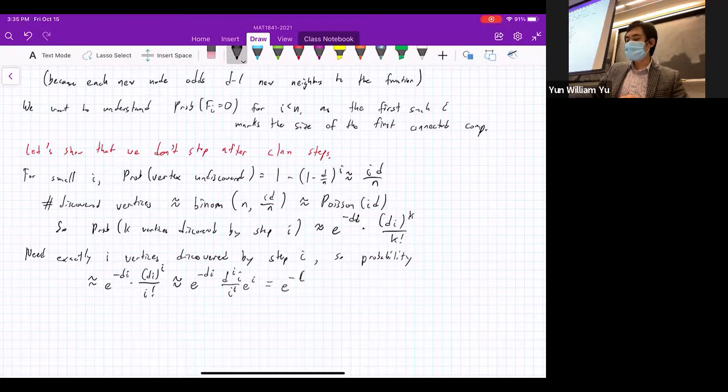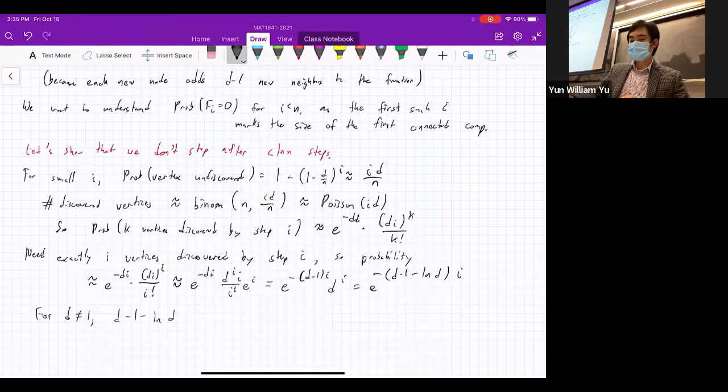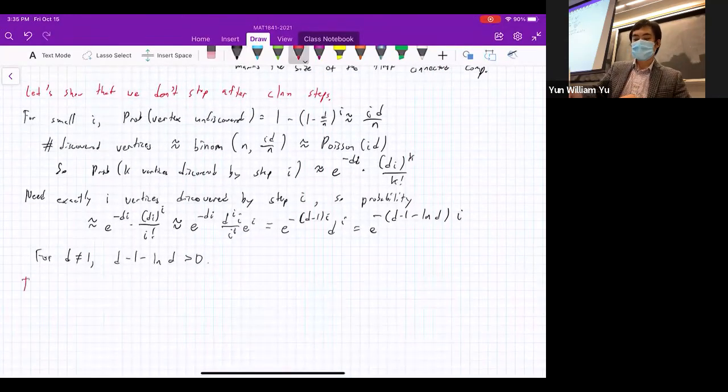This is e to the minus (d minus 1) i times d to the i, which is equal to e to the minus (d minus 1 minus log d) i. So for d not equal to 1, d minus 1 minus ln d is greater than 0, and this is just by calculus. Thus the probability drops exponentially with i.